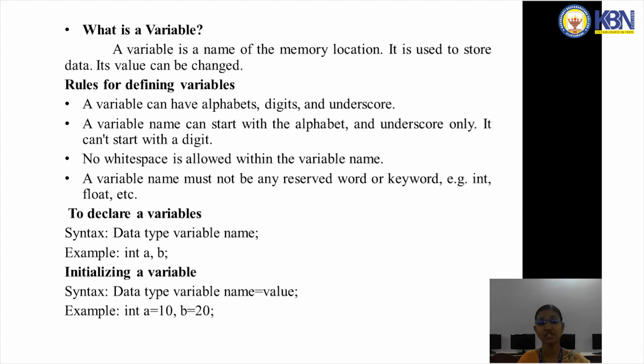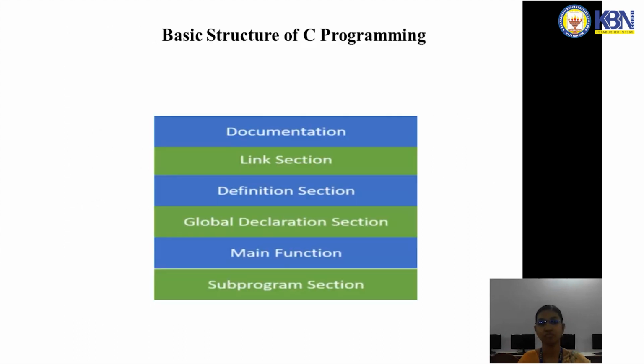How to initialize a variable? Here initializing a variable means we are assigning a value to the variable. Let's see the syntax. Data type, variable name equal to value. Here example, int a equal to 10, b equal to 20. We previously declared variables a comma b. In those variables only we are initializing. Here initializing means we are assigning a value to the variable.